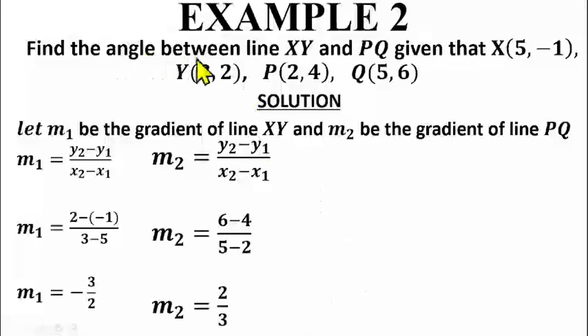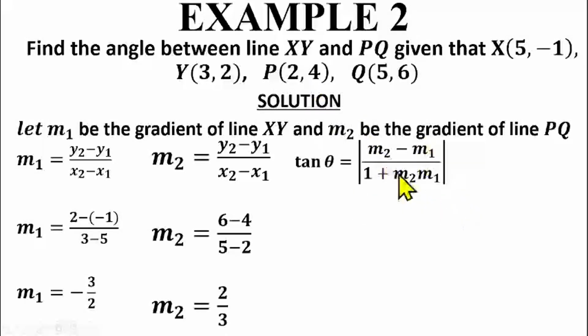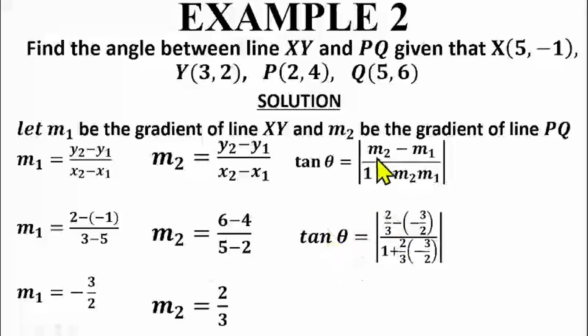So our aim is to find the angle between them. So tan theta will be equal to the absolute value of m2 minus m1 over 1 plus m2 m1. If you substitute the values of your gradients here, you'll be having tan theta equals 2 over 3, which is m2, minus m1, which is minus 3 over 2, over 1 plus m2, 2 over 3, into bracket, minus 3 over 2. Then if you simplify that further, minus times minus will give us plus here. You have 2 over 3 plus 3 over 2, over, if you open the bracket here, 2 will cancel 2, then 3 will cancel 3, so you are left with 1 plus minus 1. Minus times plus will give us minus, so you have 1 minus 1.